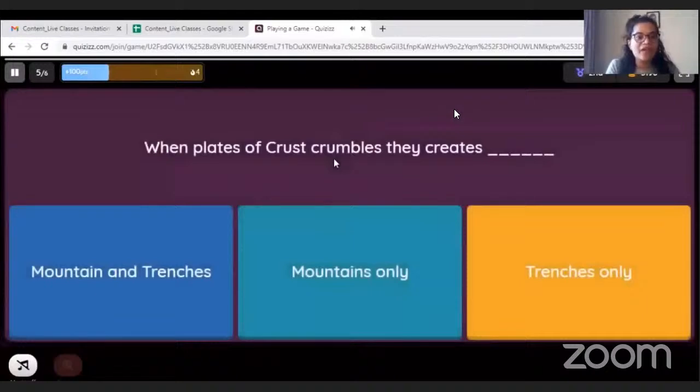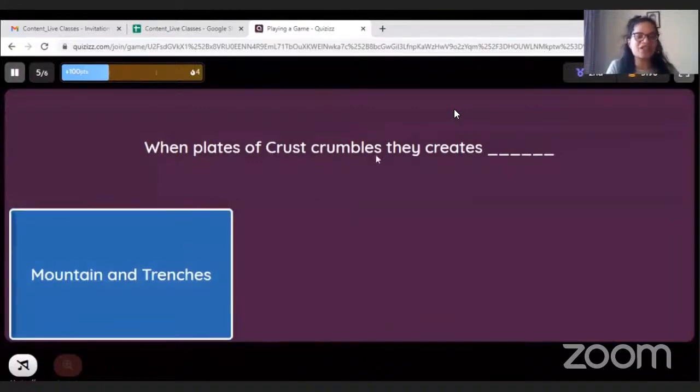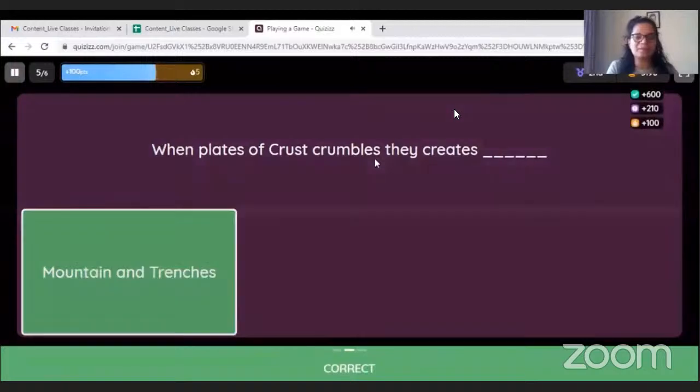Next question. When plates of crust crumble, they create mountains, trenches, mountains only, trenches only. What is the answer? Mountains and trenches. Very good. Very good, everybody.